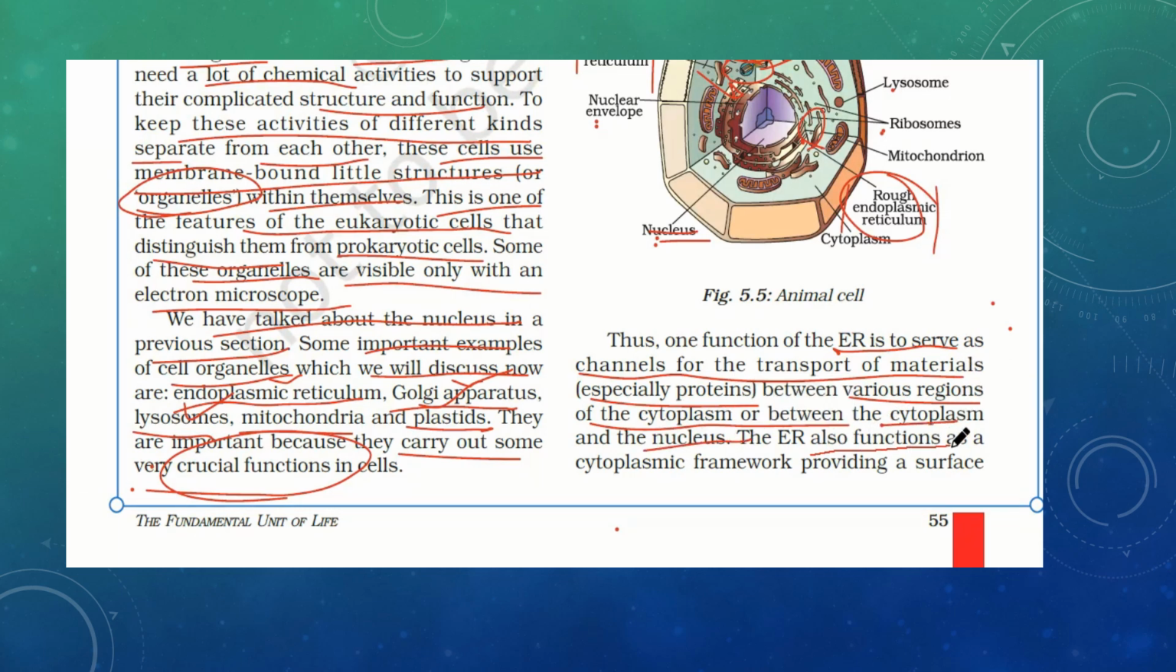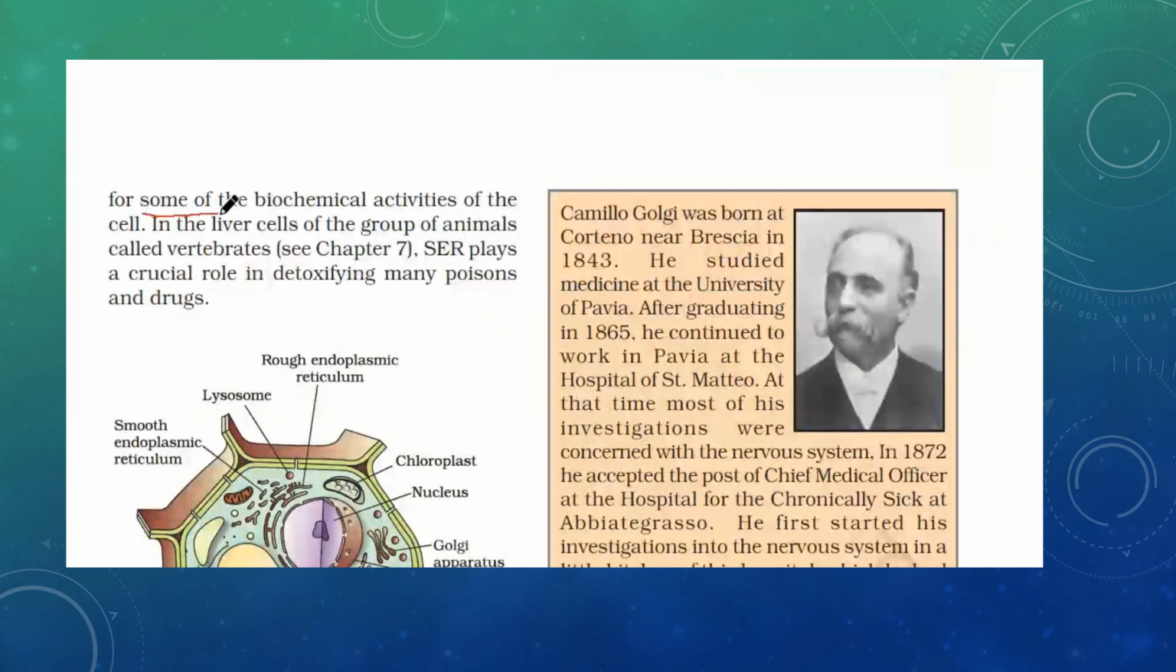So the endoplasmic reticulum also functions as a cytoplasmic framework, providing a surface for some of the biochemical activities of the cell. So in chapter 7, in the liver cells of certain animals called vertebrates, we can see the smooth endoplasmic reticulum is playing a crucial role in detoxifying the poisons and the drugs. So the smooth endoplasmic reticulum is playing an important role in detoxifying the poisons and the drugs, right?